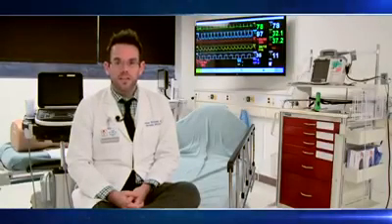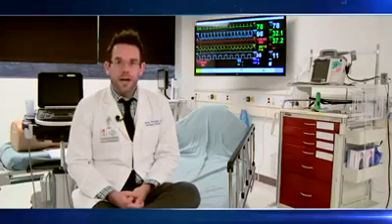Arterial line placement is an integral skill in caring for critically ill patients. It's important to continue practicing under the supervision of more experienced providers.